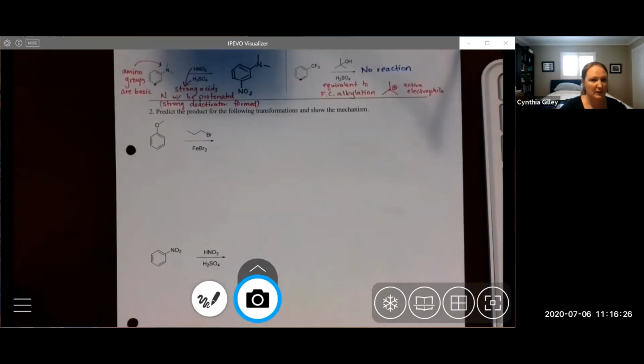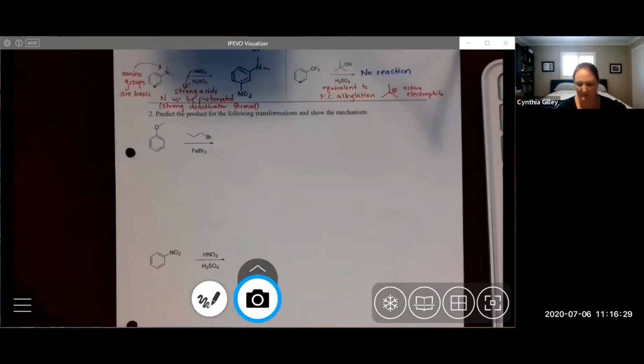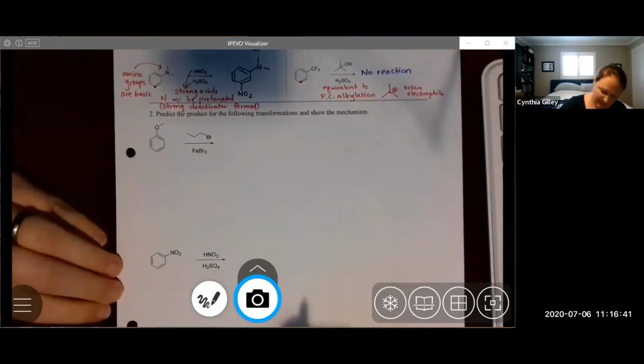Okay, so now we're going to be drawing more mechanisms, which I'm surprised by because I felt like we drew every mechanism 3 times in the last activity. But anyway, we're going to do it again. So we're going to do a Friedel-Crafts alkylation reaction.